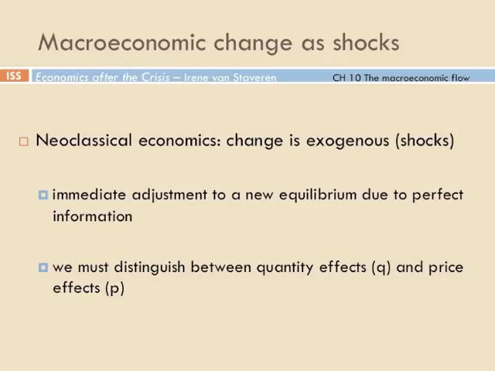So how does the macroeconomy change in neoclassical economics? It changes as a consequence of shocks. So change is exogenous. It comes from outside. For example, a change in the weather, which reduces the harvest of food. So food prices will go up because food is becoming more scarce. Or political situations, wars, change of governments. These often have effects on levels of investment and share prices.